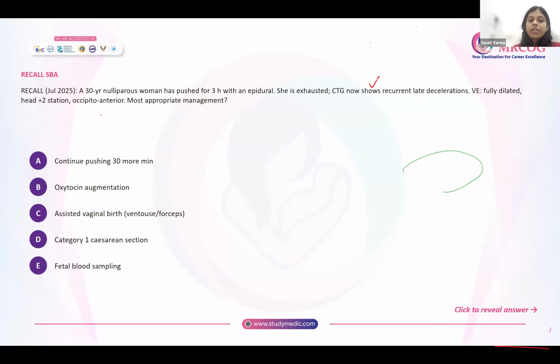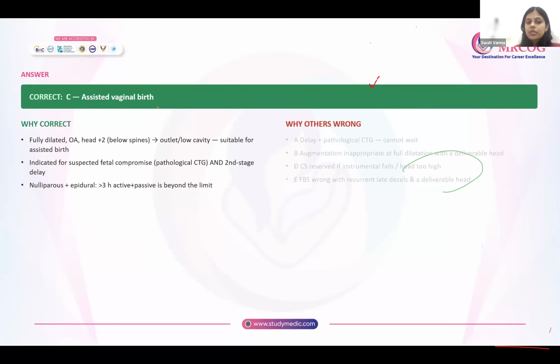So the most appropriate management should be. Now here she has already exceeded the limit. We need to assess her for instrumental vaginal birth if feasible. So let's look at the options. Continue pushing, not at all. Oxytocin augmentation, no. Assisted vaginal birth seems to be the best option here because there seems not to be any contraindication. Head is +2, occipito anterior. So the best option here seems to be AVB, that is instrumental vaginal birth or assisted vaginal birth.